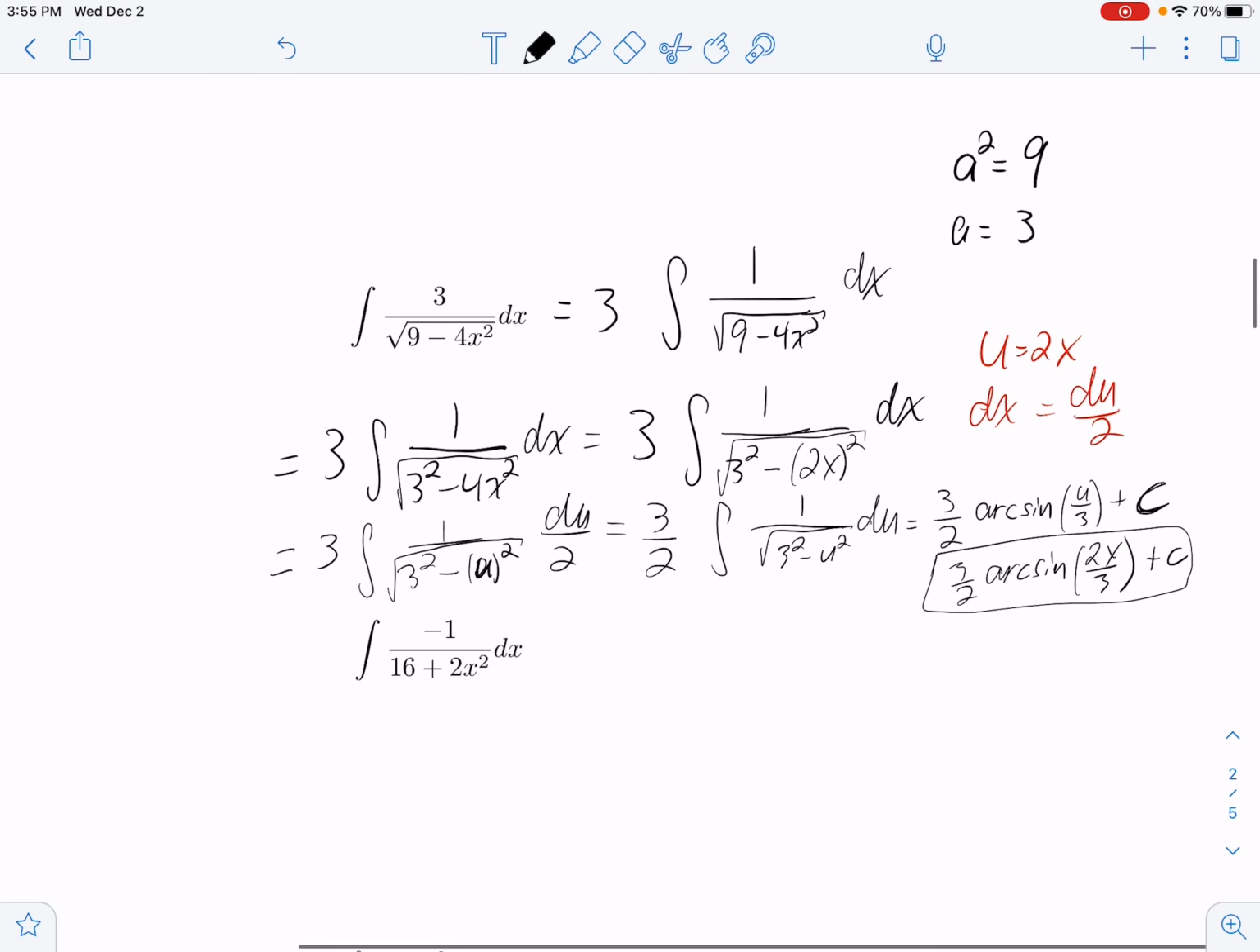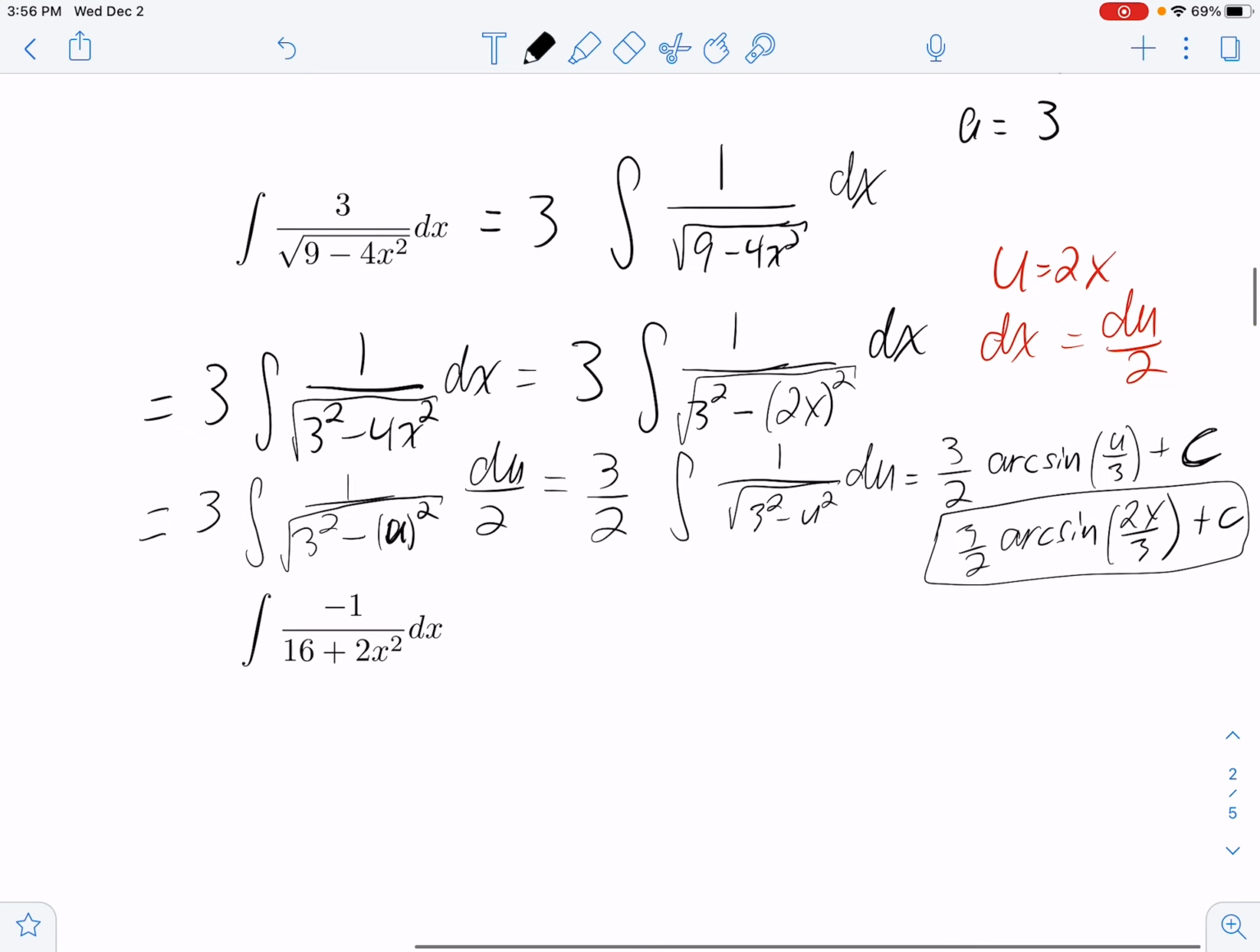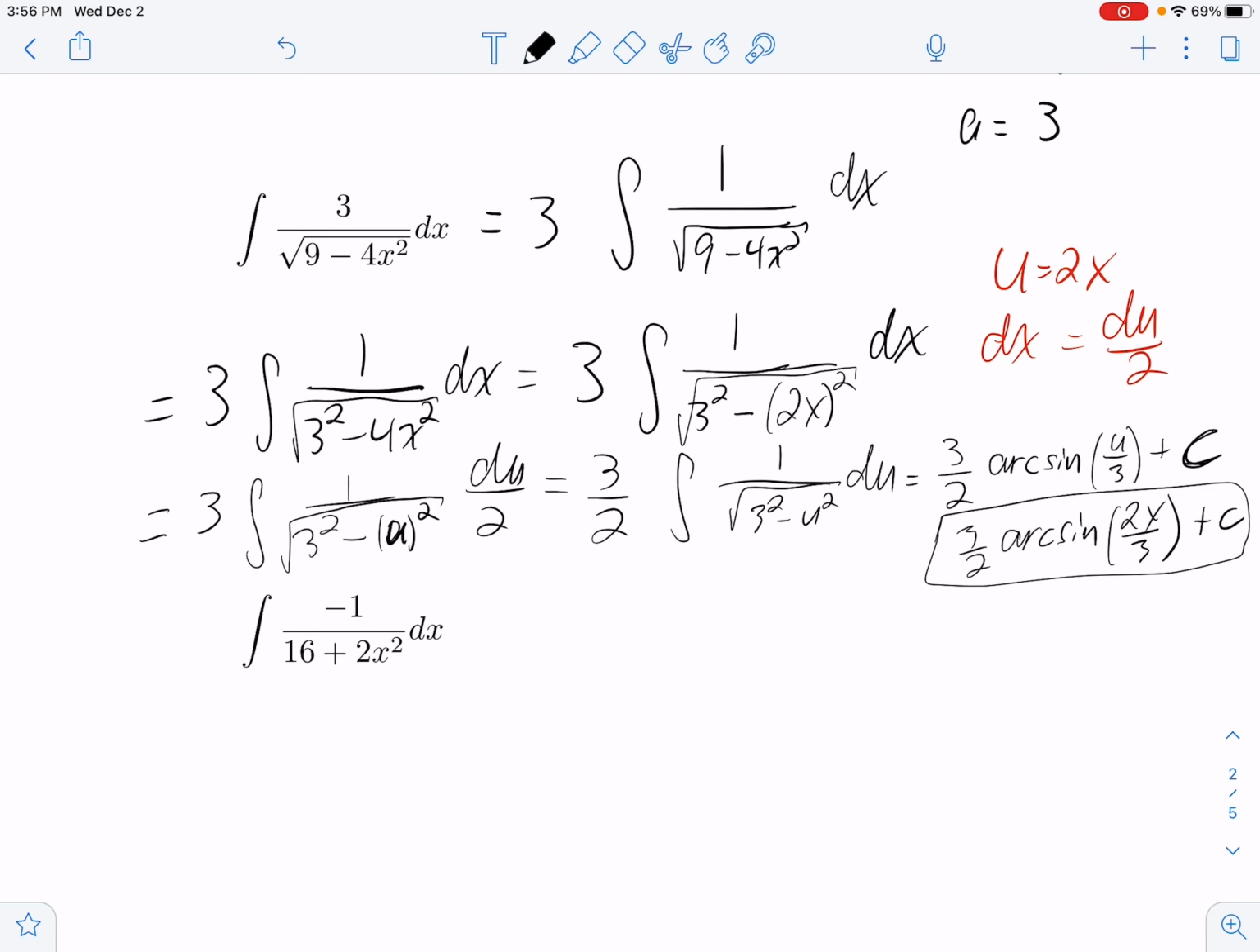All right. Now here we go, example 2. So there's no square root in the bottom, so this better be an arctan. And indeed it will be. Let's do a little simplification first. So this is equal to negative the integral of 1 over 16 plus 2x squared dx.